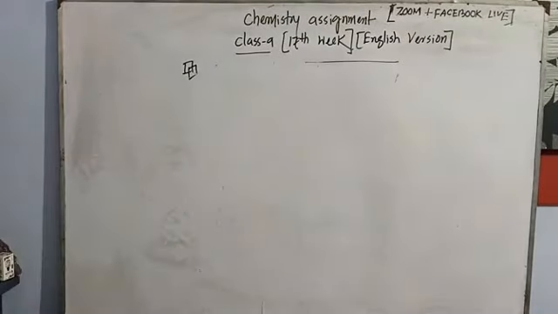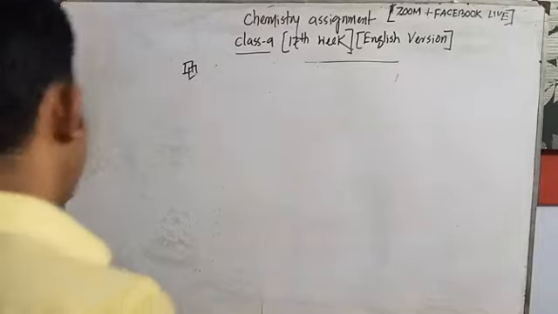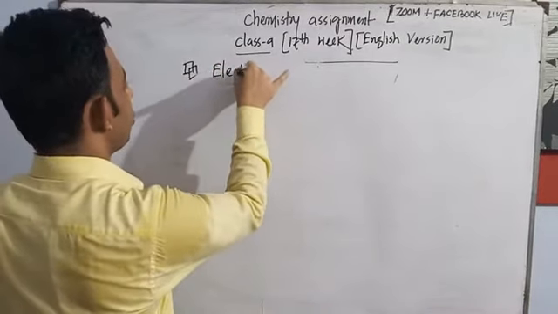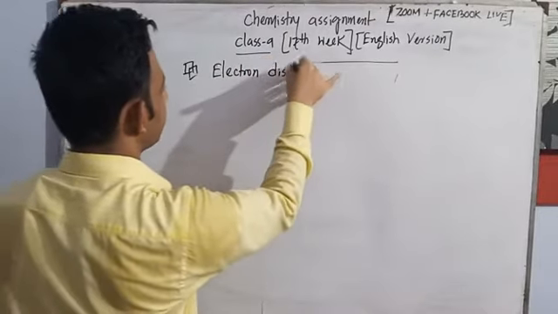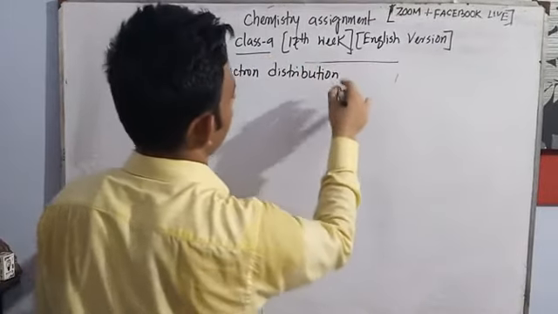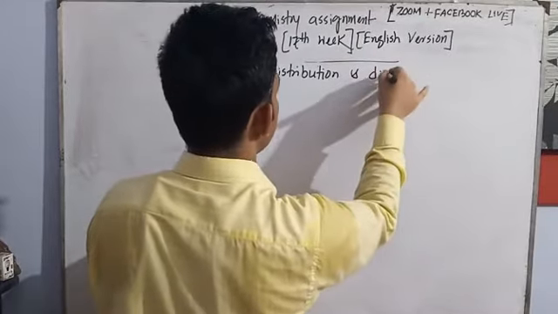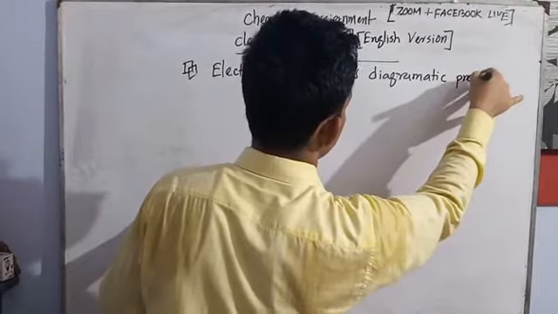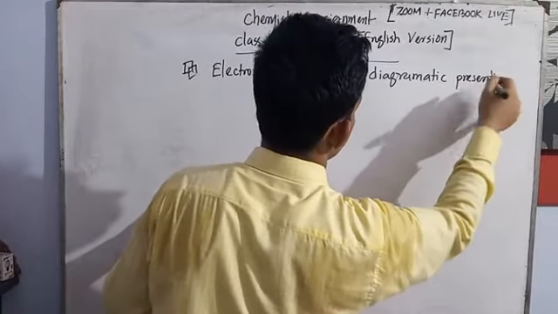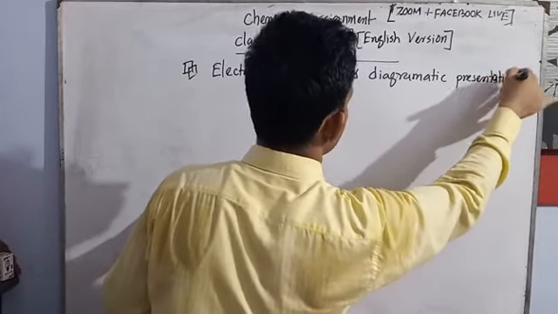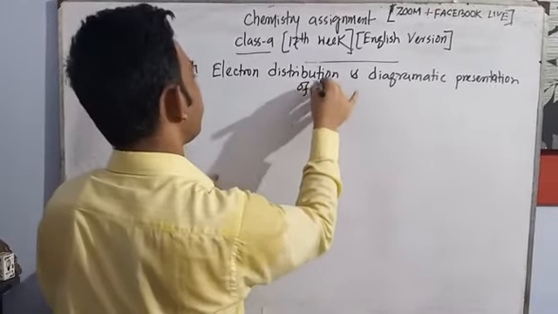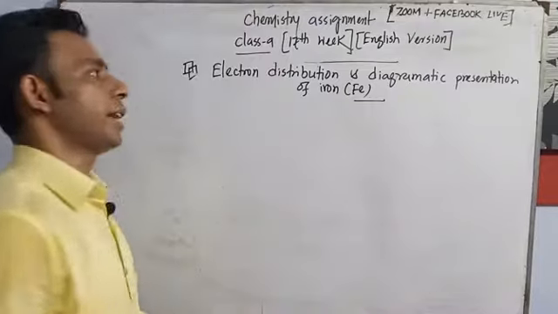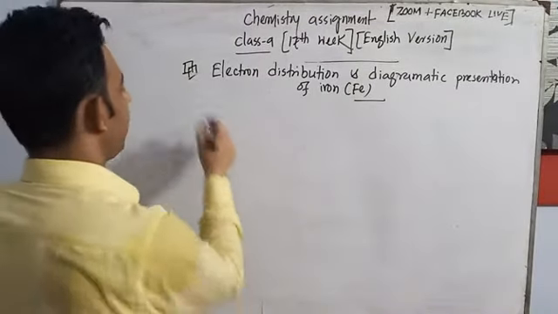Second part. Okay, let's move on. Electron distribution and diagrammatic presentation of iron. Okay, fine.